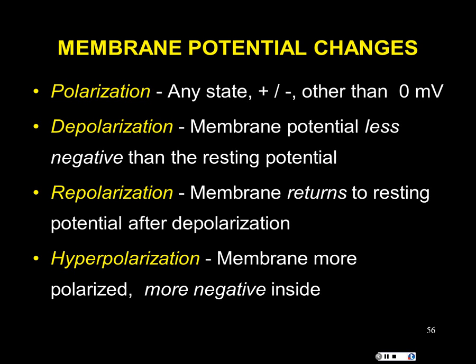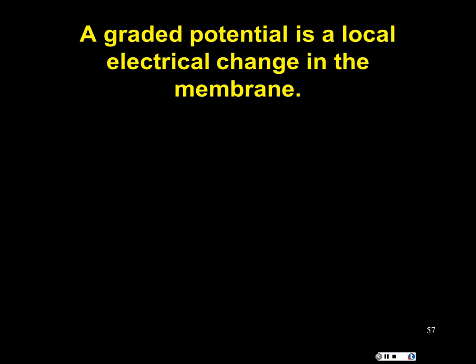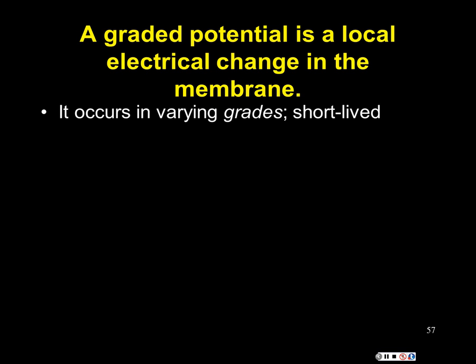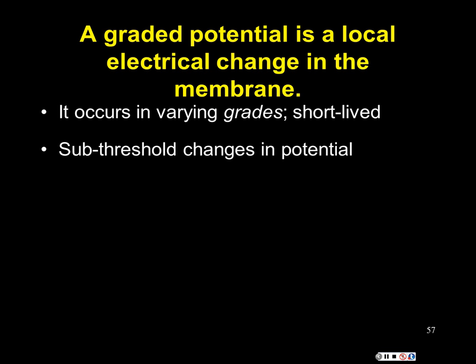So let's give a quick definition and kind of a teaser into what a graded potential is. It's a local change, a deviation away from resting membrane potential. But it's described as in grade and not very long lasting. And here's the key right here, maybe where you want to put your star or circle. It's changes in potentials, but they occur where? Under the threshold. So they never cross threshold. So it's very much different from an action potential.